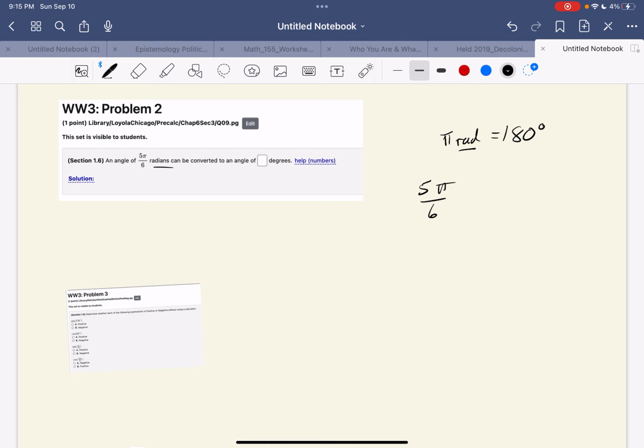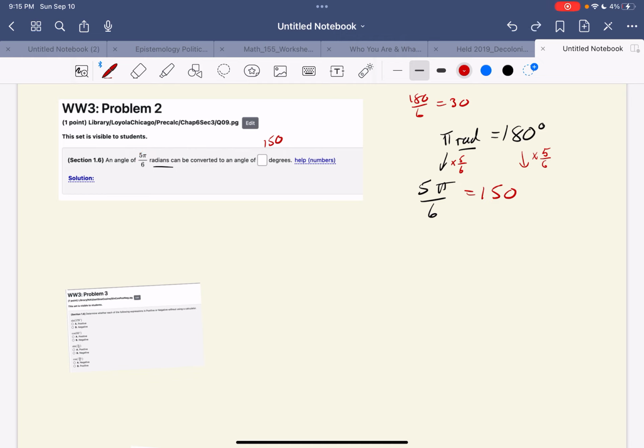Well, how do we turn pi into 5 pi over 6? Well, we had to multiply by 5 over 6. So we should do that here. We should multiply it by 5 over 6. 180 divided by 6 is 30. So this is 150. So the answer here would be 150 degrees is what this is.